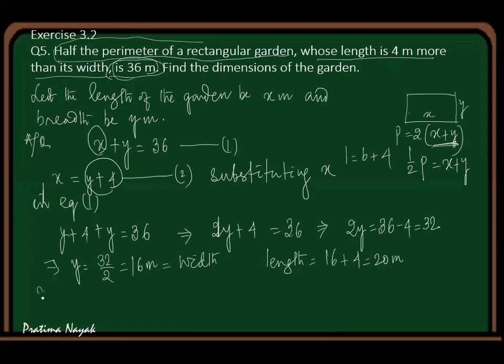So the dimensions, means length and width of the garden, are 20 meter and 16 meter respectively.